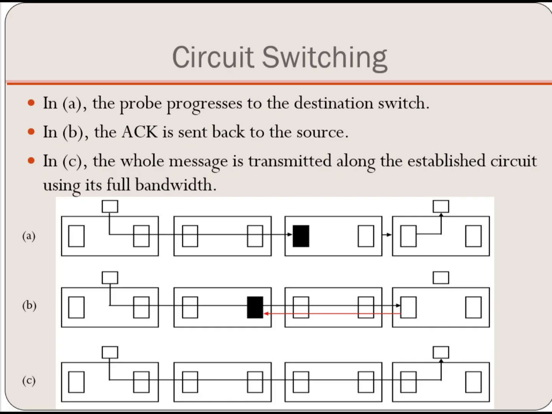So conceptually it is something like this. From the source, there is a probe message sent to the destination. Eventually, when the probe message comes to the destination, the acknowledgement will be sent back, and during the acknowledgement, the reservation is also done. And in the last stage, the message will follow this reserved circuit, transmitted from source to the destination.